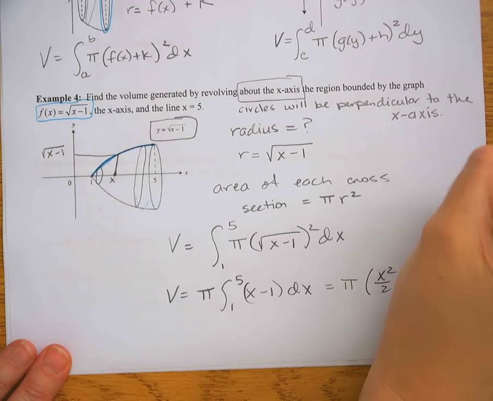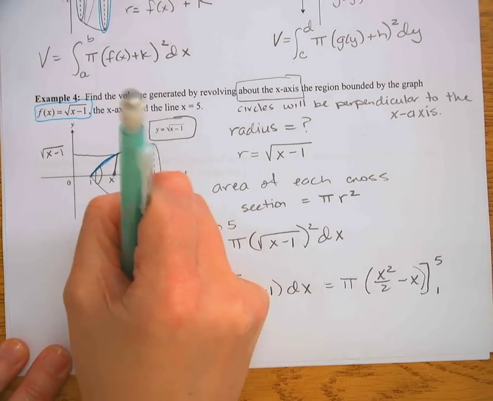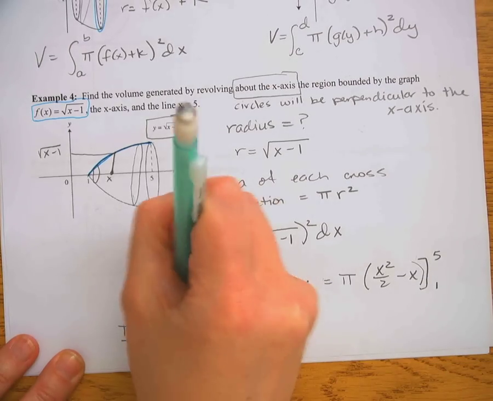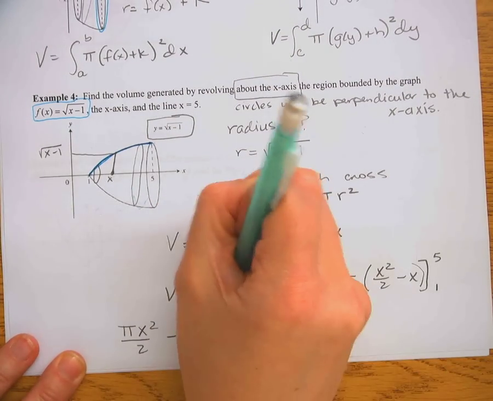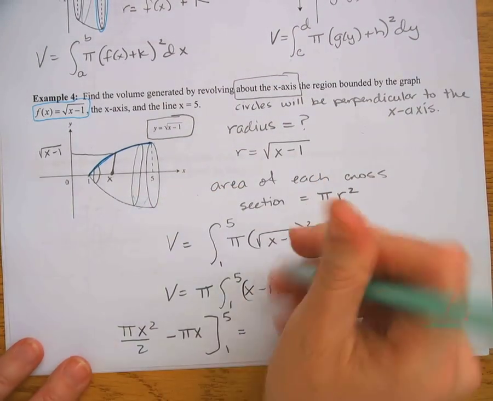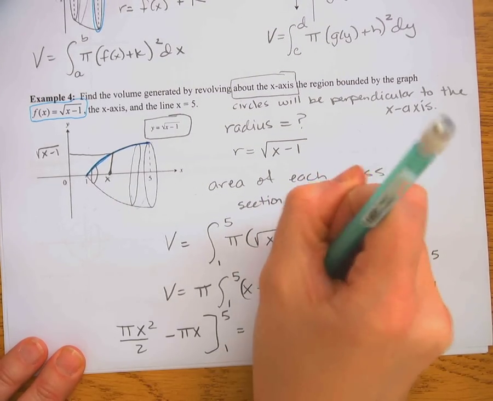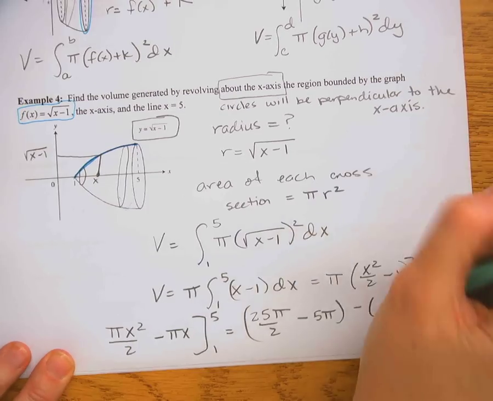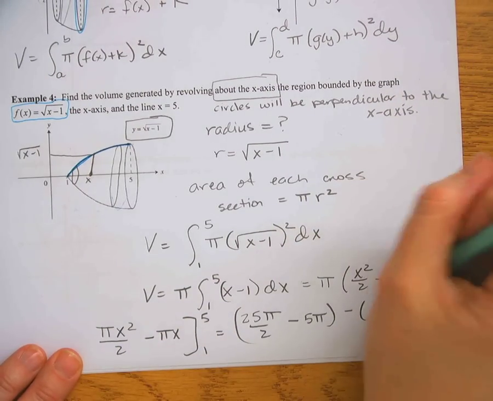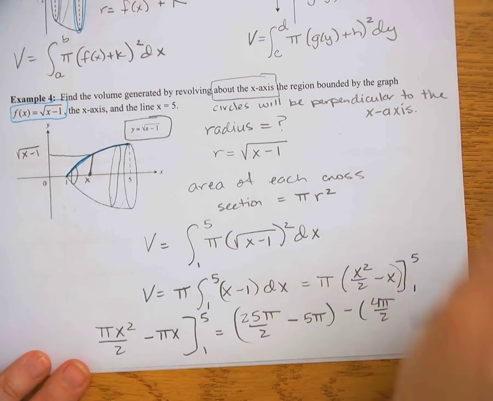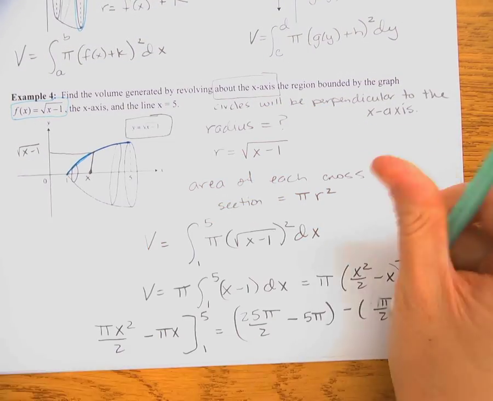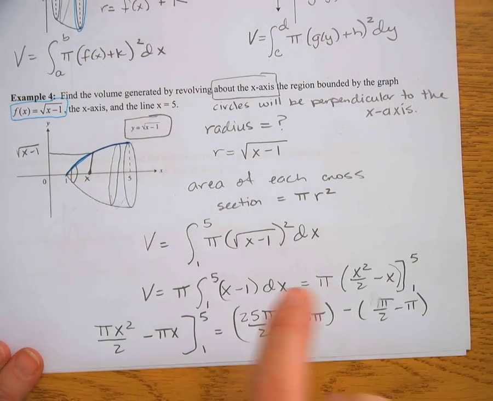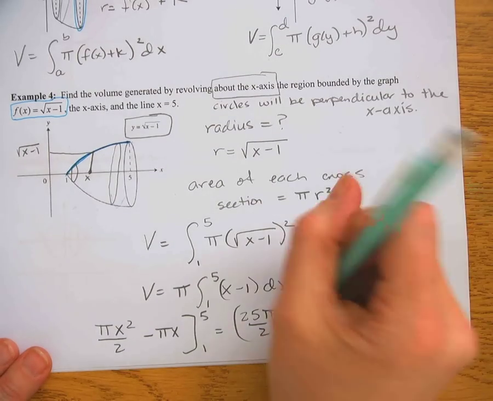So then that would be, pi, well, maybe we'll think of it as pi x squared over 2 minus pi x, evaluated from 1 to 5. So that'd be 25 pi over 2 minus 5 pi minus, let's see, 4 pi over 2. Oh, no, that's a 1. So 1 pi over 2 minus pi. So then I have 25 pi minus 1 pi over 2. That's 24 pi over 2.